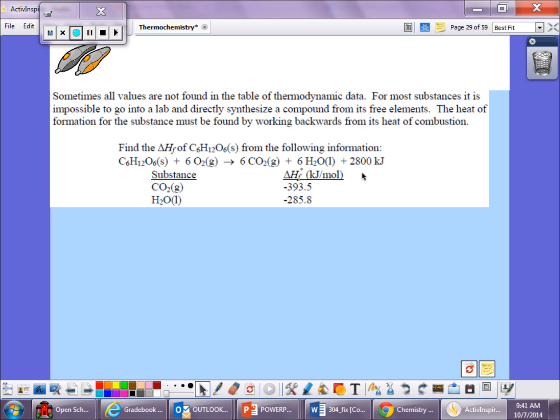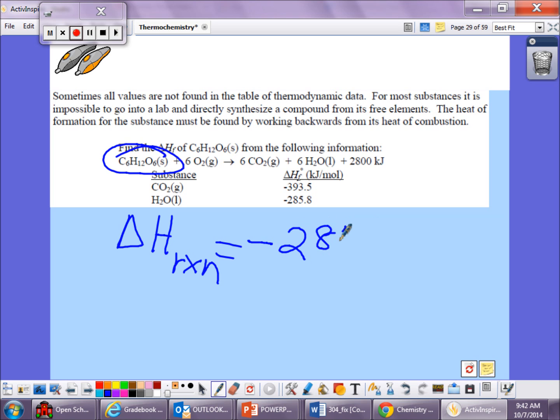Now you are going backward. You do exactly what I did, except this is your unknown. It is the delta H of formation of that glucose. You are not solving for delta H of the reaction. It was given to you. So delta H of the reaction is negative 2800 kilojoule. You are solving for delta H of formation of one of the reactants. So I hope you complete this problem and see if you have the right answer.